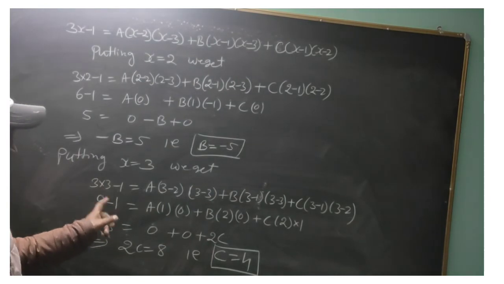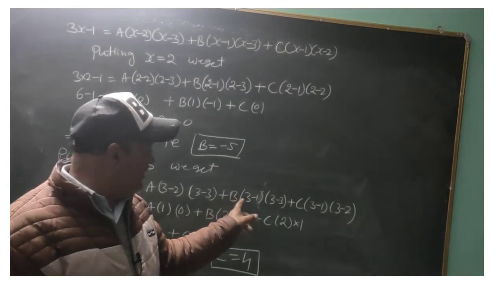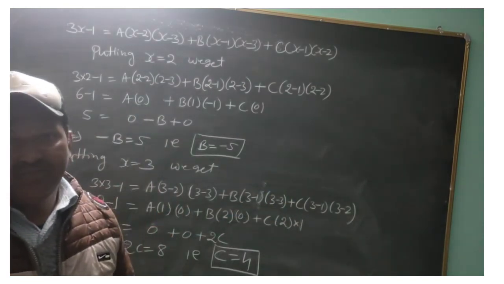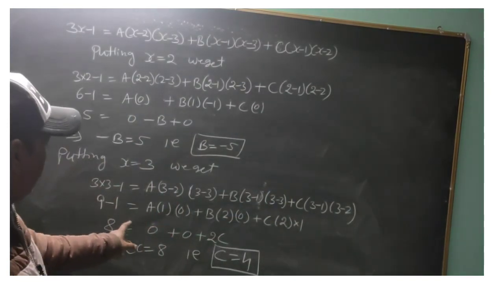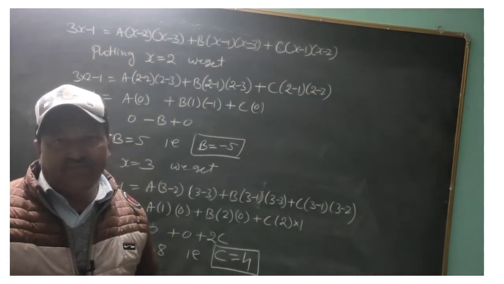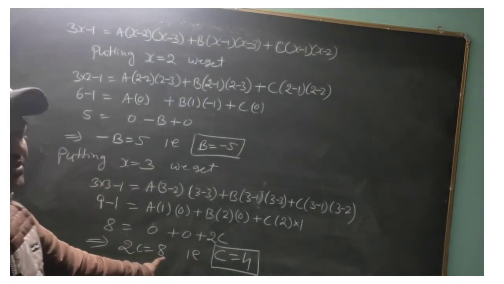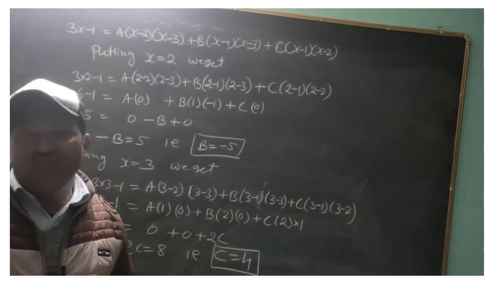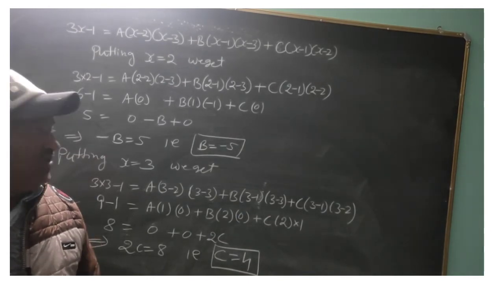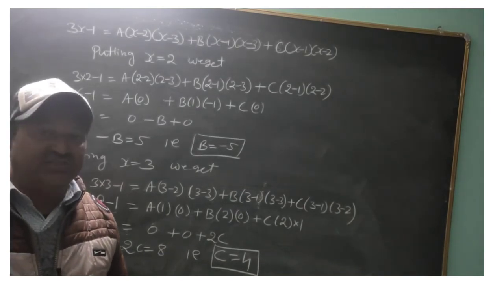And it becomes 9 minus 1 is equal to A into 1 into 0, because 3 minus 3 is 0, plus B into 2 into 0 plus C into 2 into 1. And after this, we get 8 is equal to A into 0, that is 0, plus B into 0, that is 0, plus 2C. And therefore 8 is equal to 2C. This implies 2C is equal to 8 and hence C is equal to 4. In this way, we can find the values of A, B and C for the first type of partial fractions.